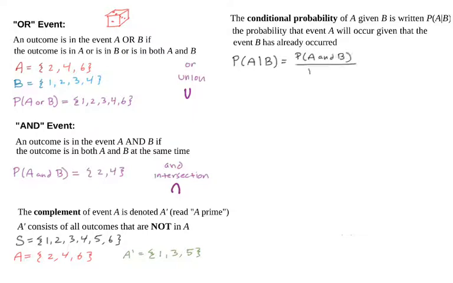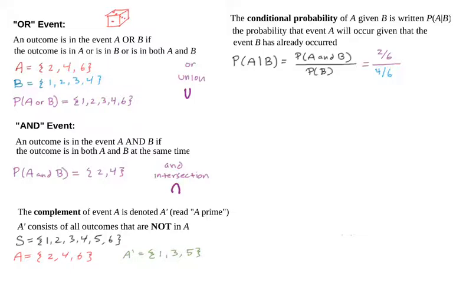And then conditional probability, we're looking at 2 events, but we're saying that one of these events already occurred. So we read this as the probability of A given B, and that's equal to the probability of A and B divided by the probability of B. Okay, so let's go ahead and use these values that we have here.